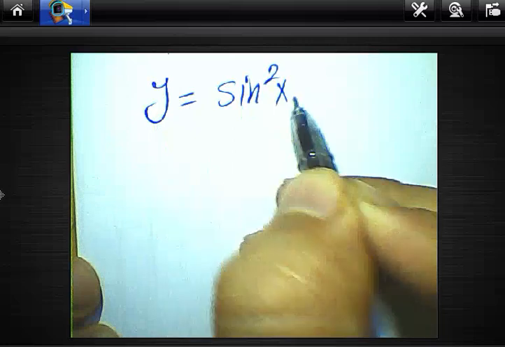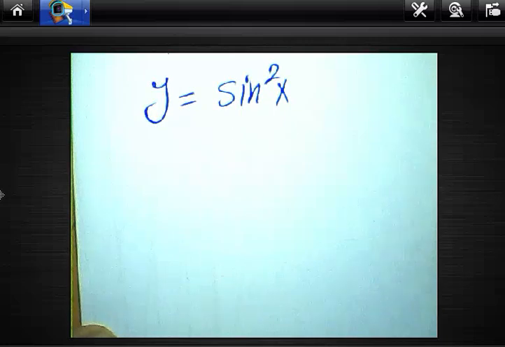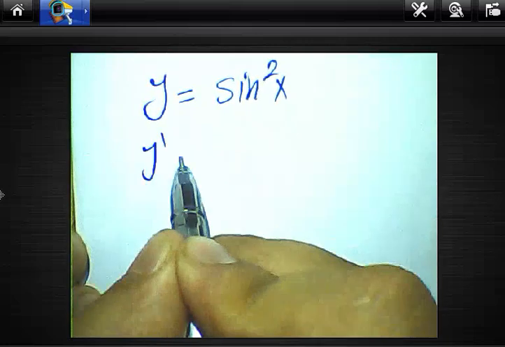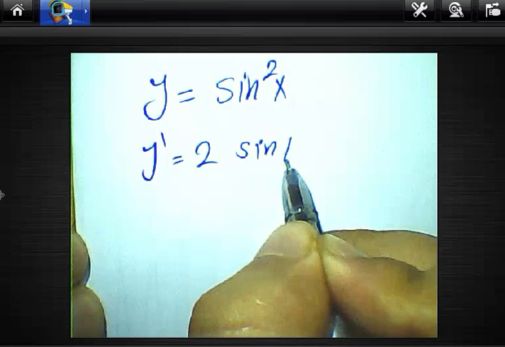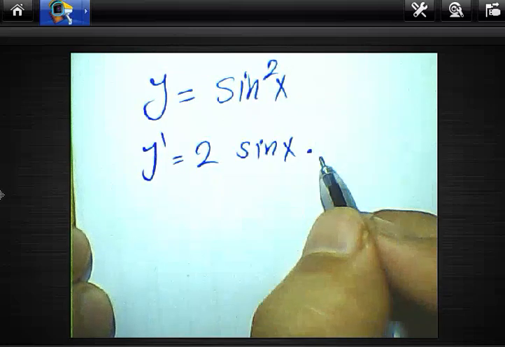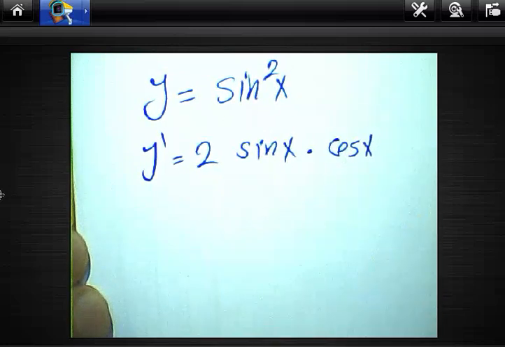Another example, y equal sine power 2 of x. We must drop the power here: 2 sine x multiplied by the derivative of sine, which will be cosine x.